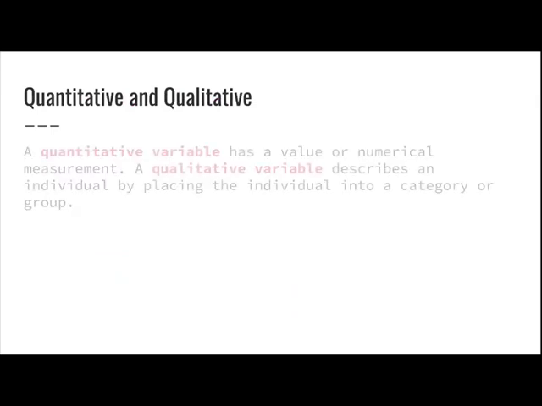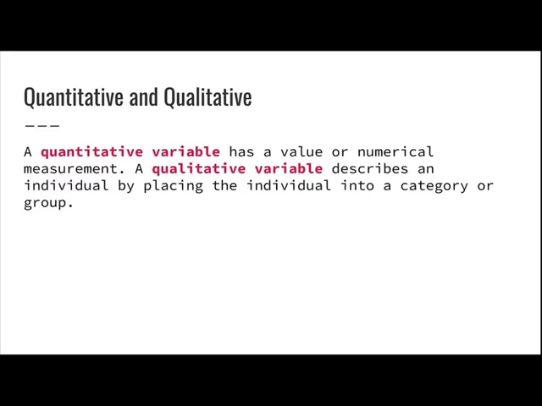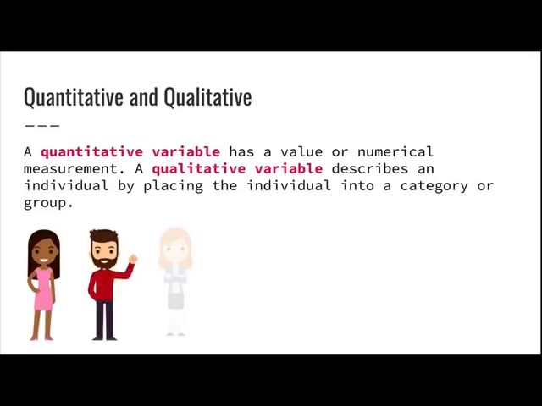So now we have quantitative and qualitative data. A quantitative variable has a value or numerical measurement. A qualitative variable describes an individual by placing the individual into a category or a group.